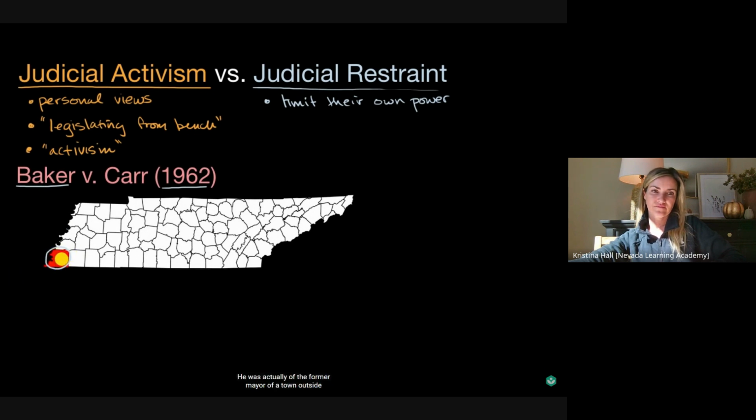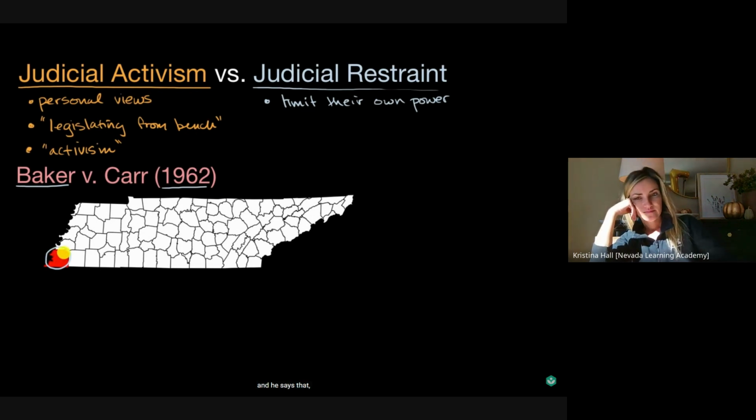He was actually the former mayor of a town outside of Memphis, which is in this area right over here. And he says that, look, the state is not reapportioning its legislative districts the way it should be. That in general, every 10 years, there is a census, and based on that, we have an understanding of where the population sits, and then the state should be reapportioning districts based on population.